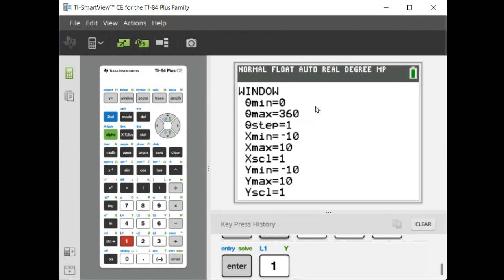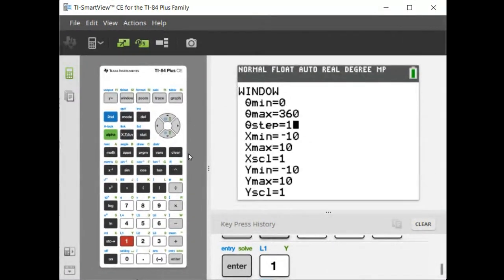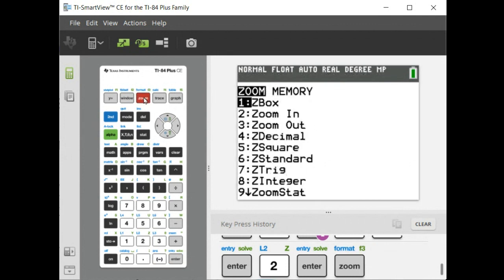For x min and x max, we probably should put 2 and negative 2. We're going to square this off in a second. Same thing for y. Before I do that, I'm going to hit zoom and use zoom square. This squares up my screen so you have a better sense of the scale rather than it being squished, because your screen is a rectangle, not a square. This will square it up for you.